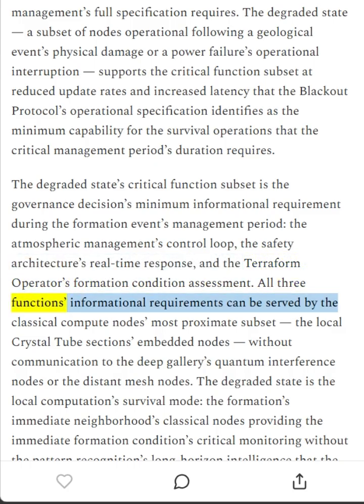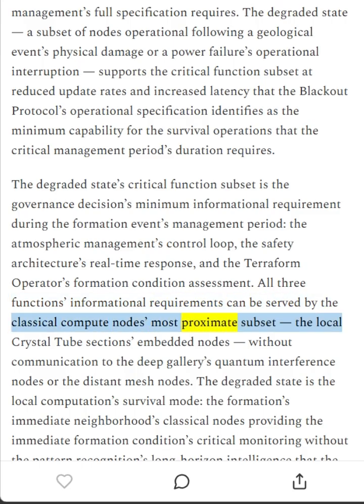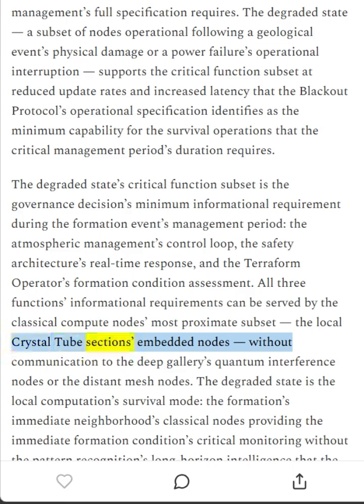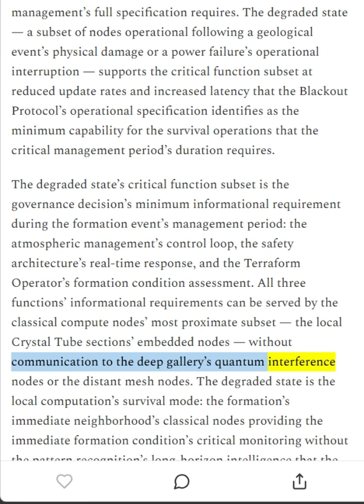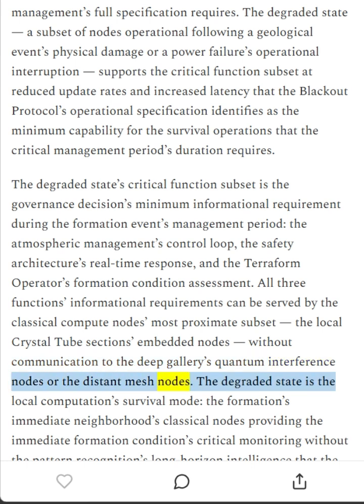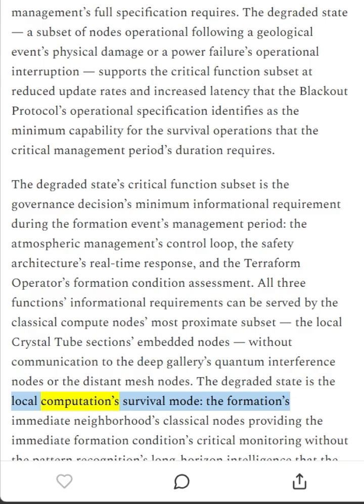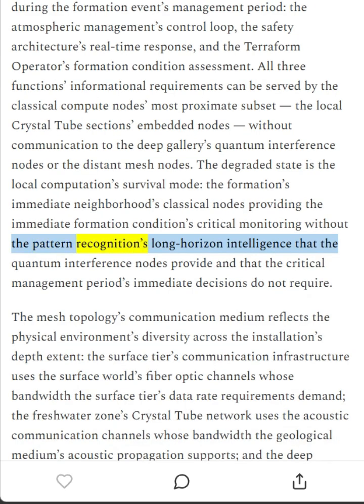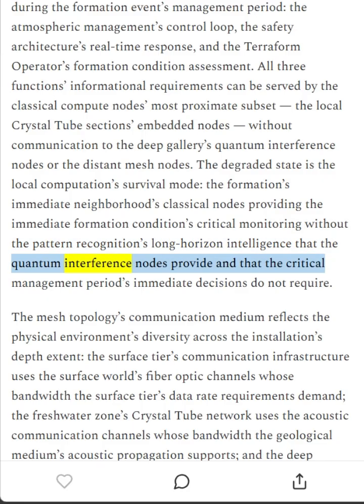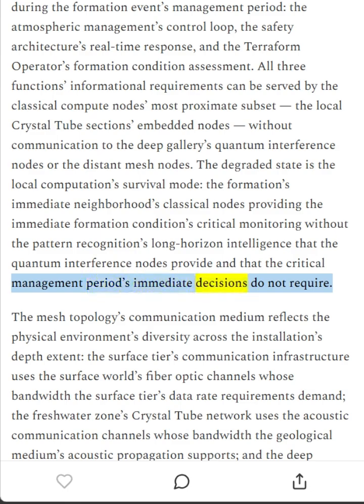All three functions' informational requirements can be served by the classical compute node's most proximate subset, the local crystal tube section's embedded nodes, without communication to the deep gallery's quantum interference nodes or the distant mesh nodes. The degraded state is the local computation's survival mode, the formation's immediate neighborhood's classical nodes providing the immediate formation conditions critical monitoring without the pattern recognition's long-horizon intelligence that the quantum interference nodes provide and that the critical management period's immediate decisions do not require.